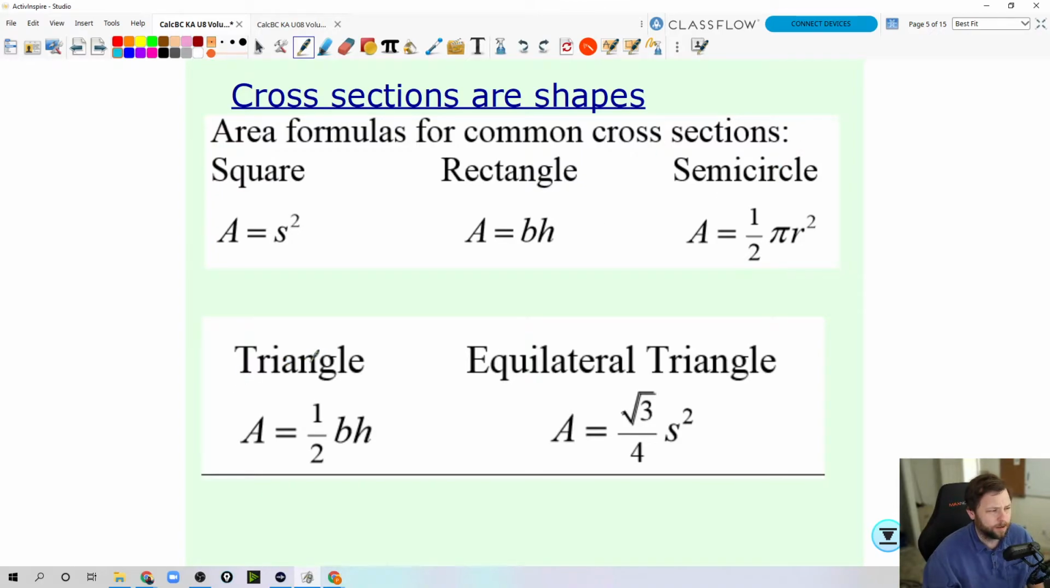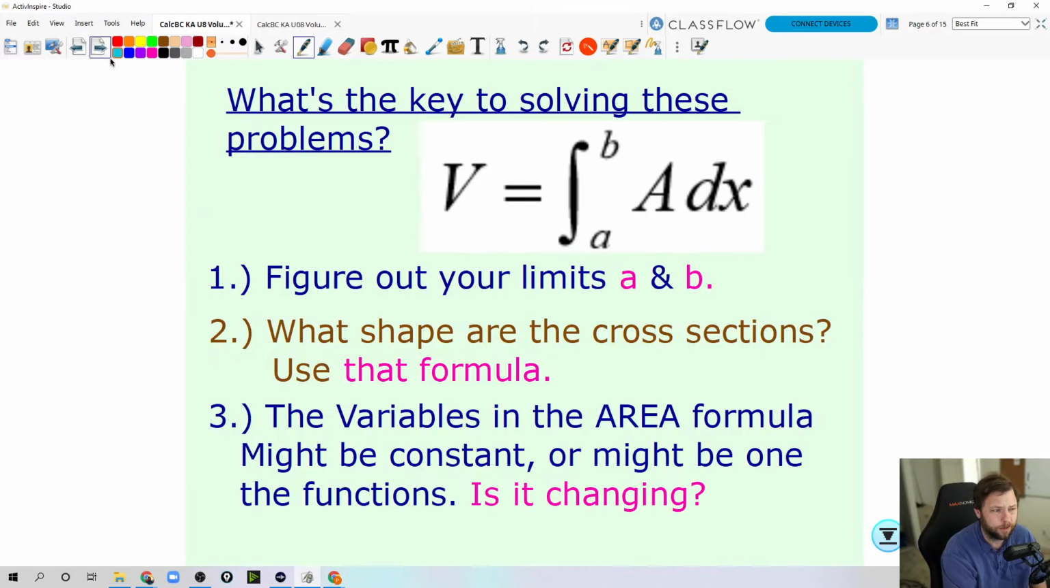That's what I think Khan Academy does. I think the AP test only covers that. So equilateral triangles are in there. I mean, you could figure out that formula from a triangle, but there it is in case you needed it. I don't know if you need to.